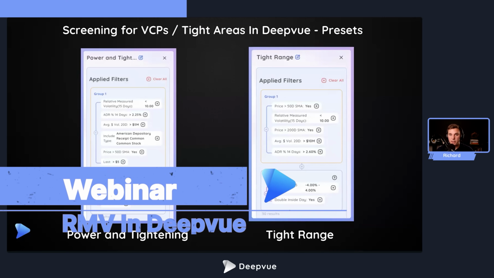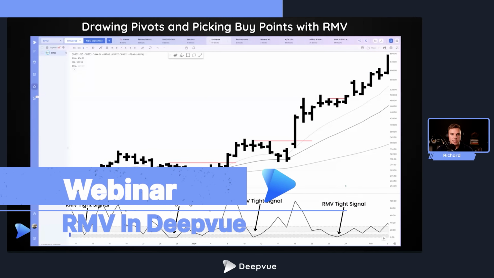If you didn't have RMV, you'd just have to look through a lot of charts manually, stocks in uptrends, and try to find tight areas on the right hand side. You can look through hundreds of charts and not find one. We've got multiple presets in Deepvue that build in RMV right into the screen and look for stocks that are forming these tight areas right here in the moment. So we make it really easy with a few clicks.